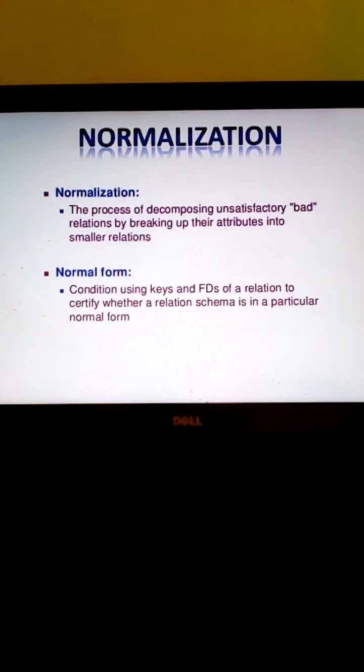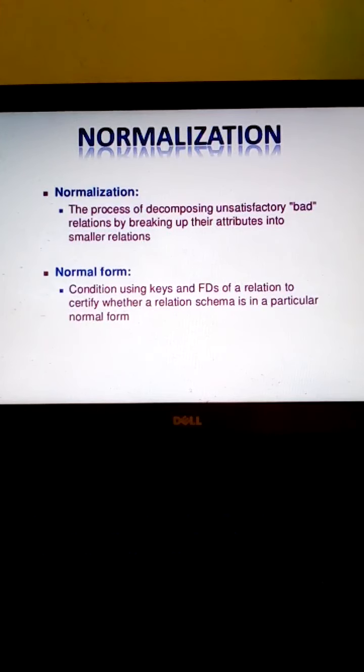Normalization. The process of decomposing unsatisfactory, bad relations by breaking up their attributes into smaller relations is called normalization. Actually, it is a process of reducing anomalies available in a database. The anomalies are insert, update and delete anomalies. We have already discussed this. So normalization is a process of reducing those anomalies from the relations.